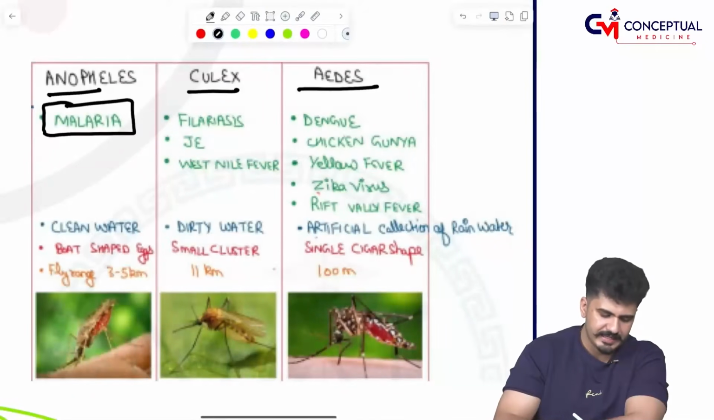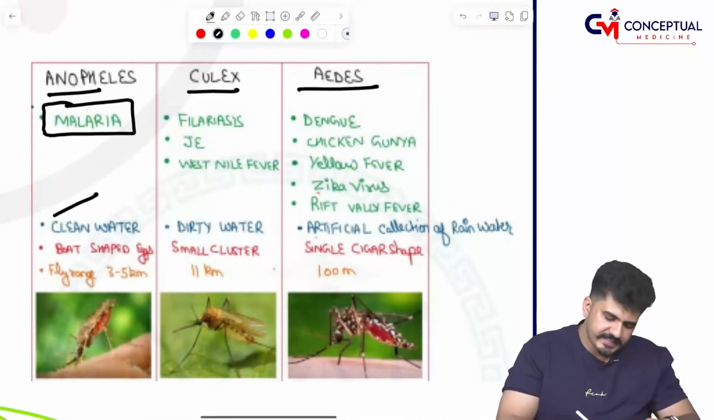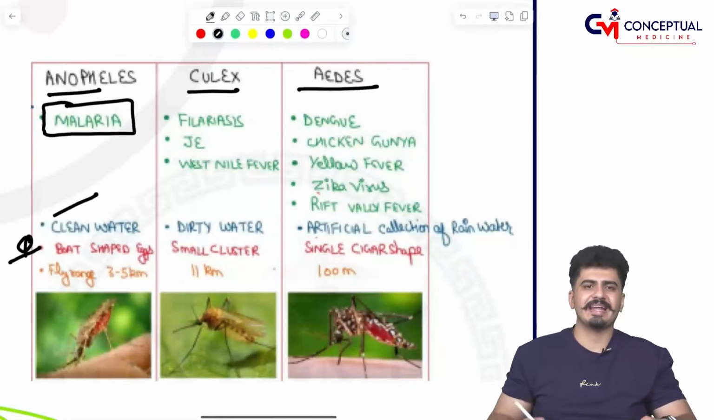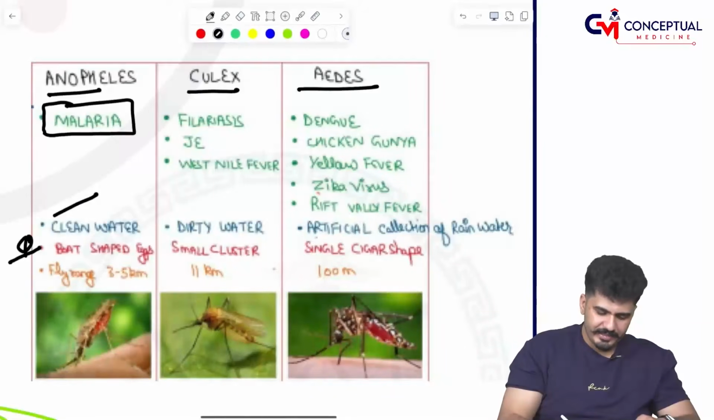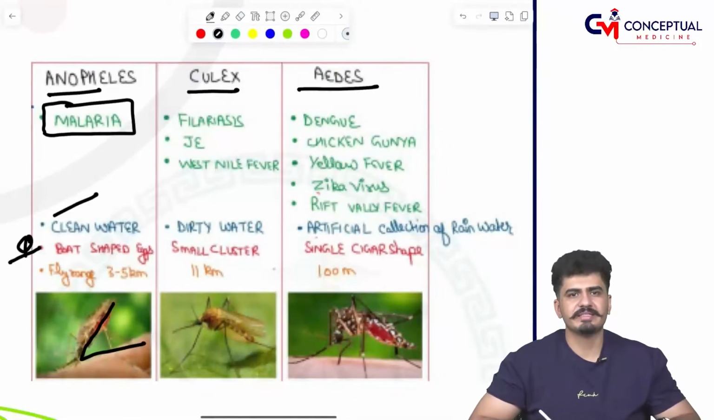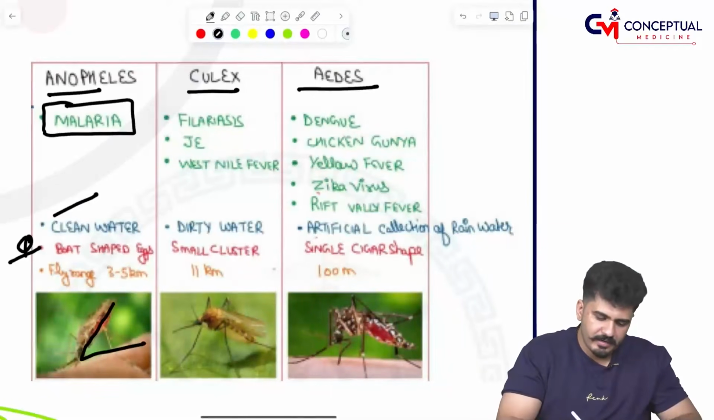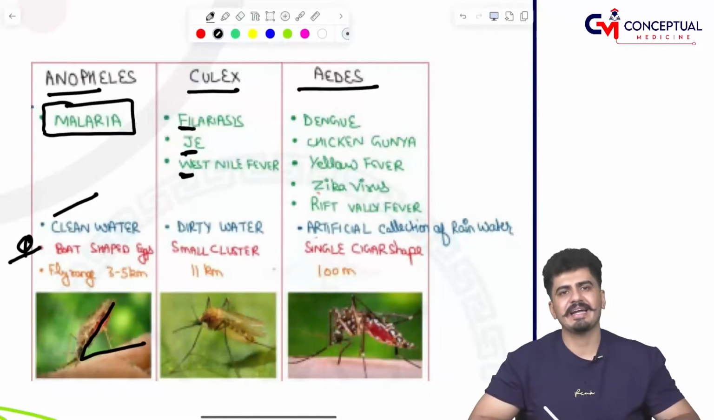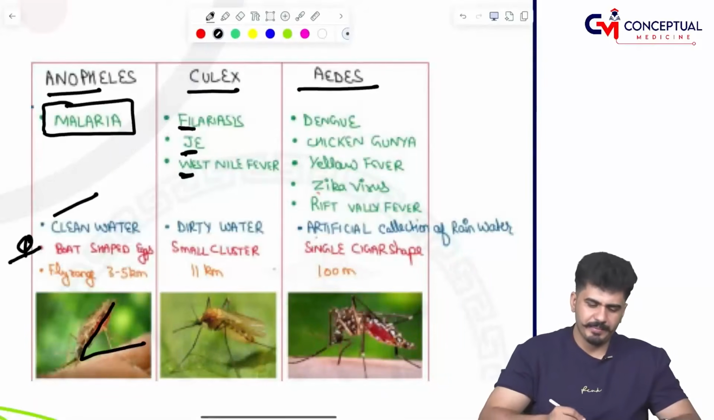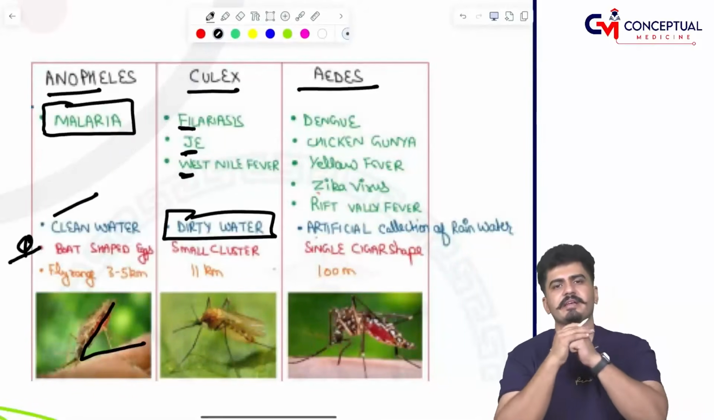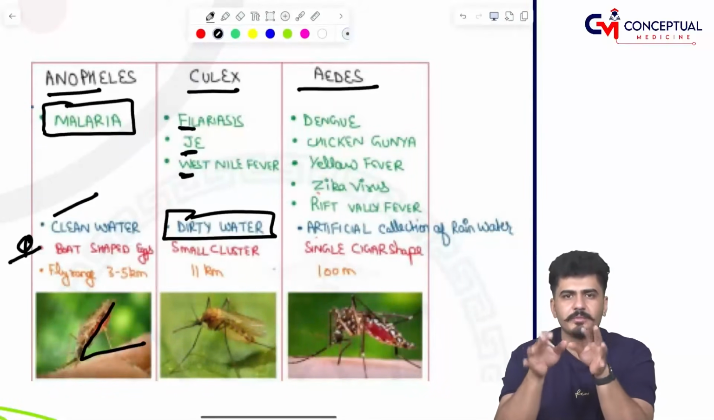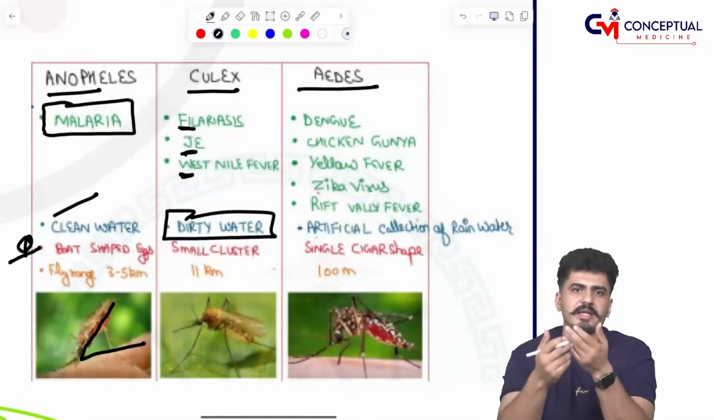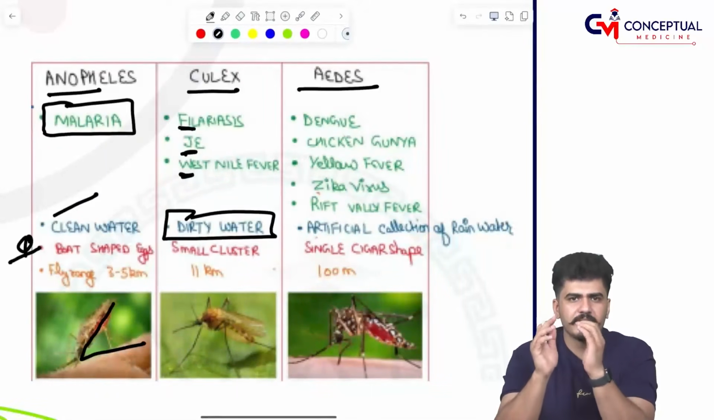Anopheles lives in clean water. Anopheles eggs are boat-shaped, and their angle to the ground, you will see, is an elevated angle like this, 45 degrees. This is Anopheles, leading to malaria. Now Culex: filariasis, Japanese encephalitis, and West Nile fever. They breed in dirty water. Japanese encephalitis history you have heard of: paddy rice workers where stagnant water was there. From there the mosquito came, bit, and the person was diagnosed with Japanese encephalitis. So stagnant water is for Culex, and the eggs are C for Culex.